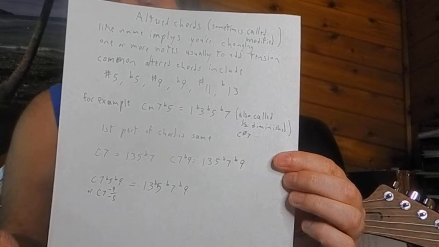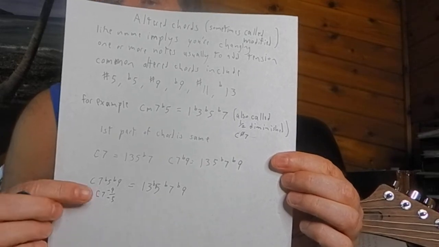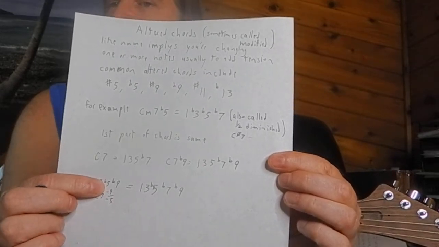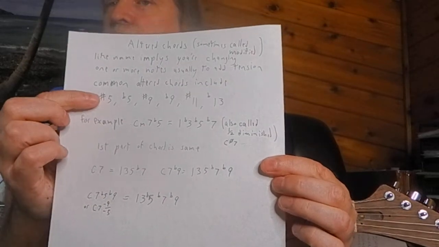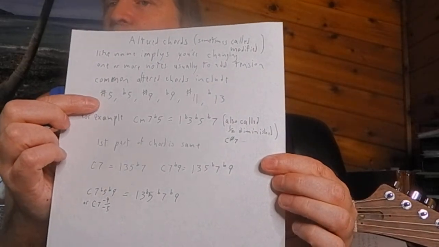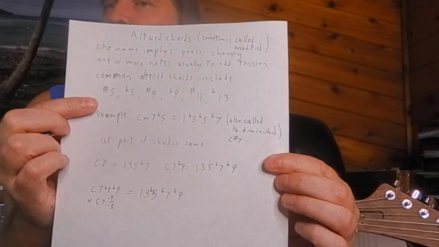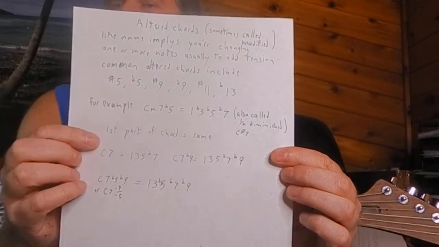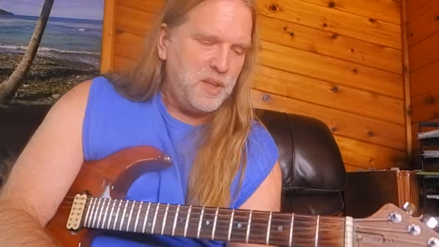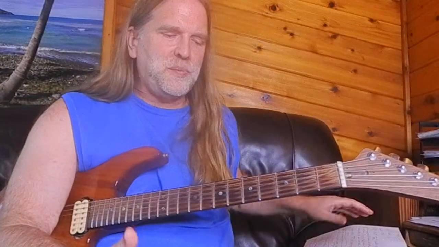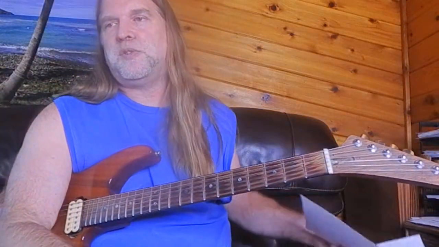But again, if you know the basic formula, you just change whichever ones it tells you to change. And that could be any combination. It could be a sharp 5, flat 9, sharp 9, whatever you want to do. And so again, this is where those endless possibilities of chords come in.